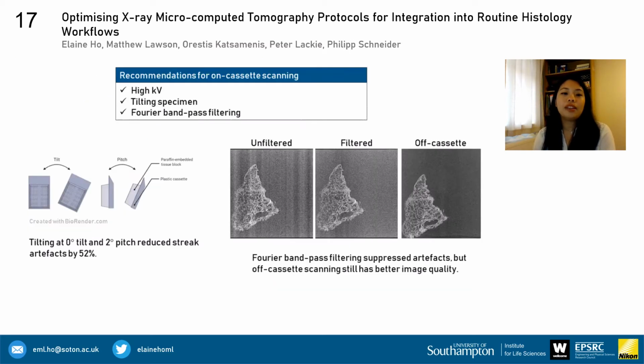So we found that the best practice for on-cassette scanning with fewer artifacts was to use a high accelerating voltage, which reduced the beam hardening, and also tilting the specimen, which evens out the amount of attenuating material throughout rotation. Post-processing with Fourier bandpass filtering removed a lot of the artifacts, though we still get better quality from off-cassette scanning. We hope that this optimized protocol will help us have a more streamlined integration into routine histology.